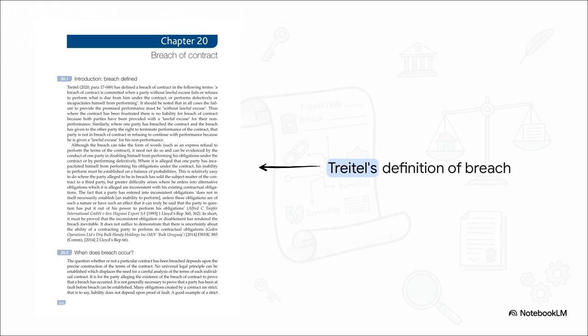For example, if a massive unforeseen event completely frustrates the contract, making it literally impossible to perform, both parties have a lawful excuse, meaning there is no breach. It's also really worth noting that liability doesn't always depend on fault. Many contractual duties are strict, meaning you can actually be in breach even if you tried your absolute best.